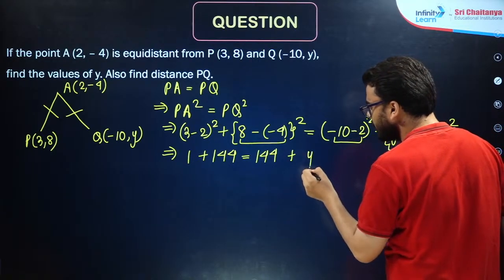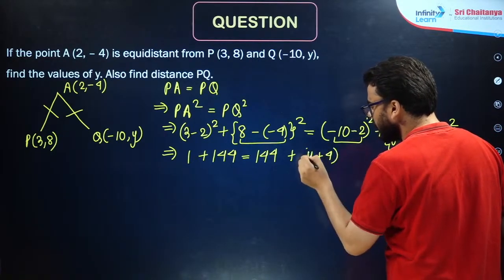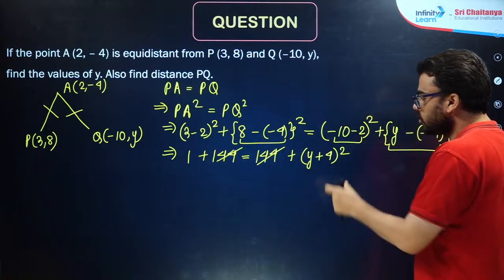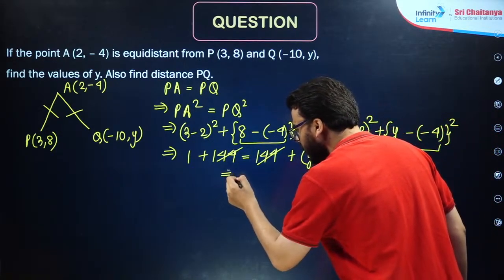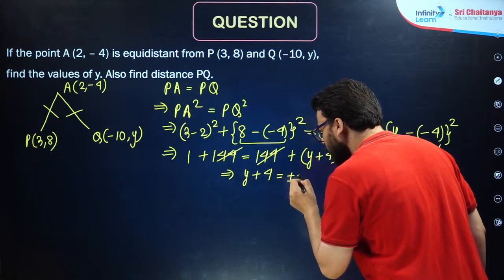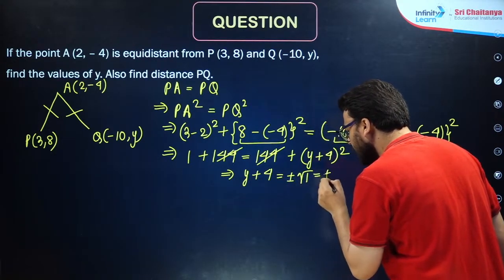So you can leave it like this. Y plus 4 the whole square can be left as it is. So you see this will be cancelled out. So two values will be there. Y plus 4 can be written as plus minus square root of 1. So that is plus minus 1.